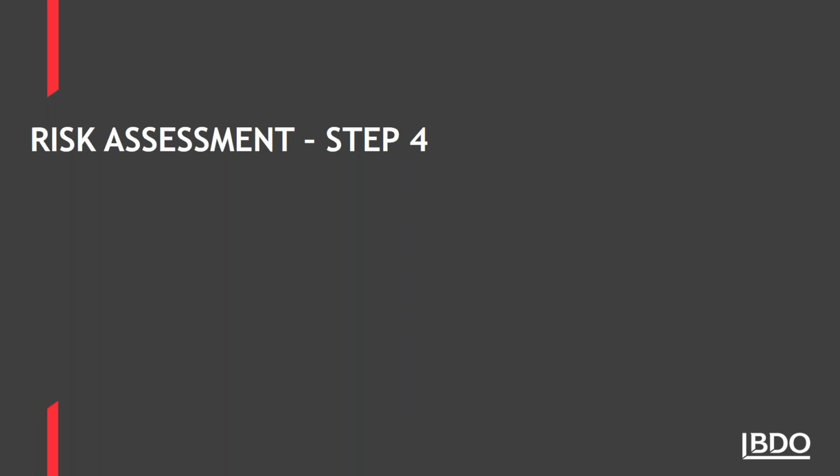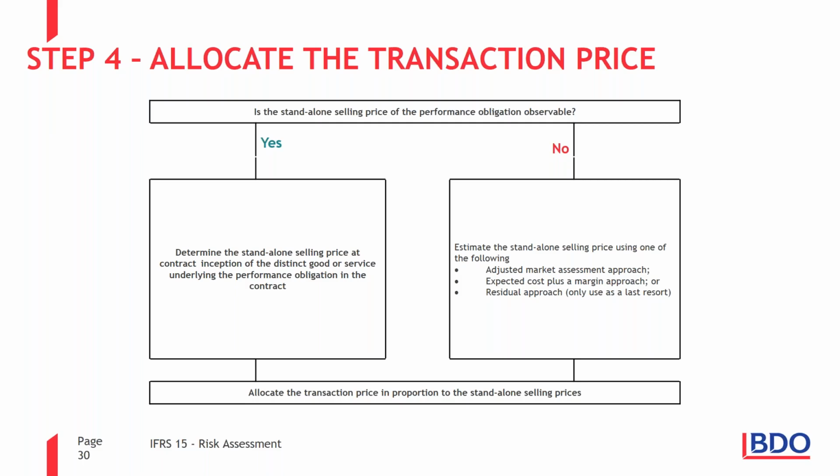If we go on to step 4, around allocating the transaction price, we know that you've got this overall transaction price, and importantly, irrespective of what values are written into different performance obligations, different contracts, that's not how we do it for IFRS 15 purposes. We have the total in step 3, and in step 4 we allocate it based on standalone selling price.